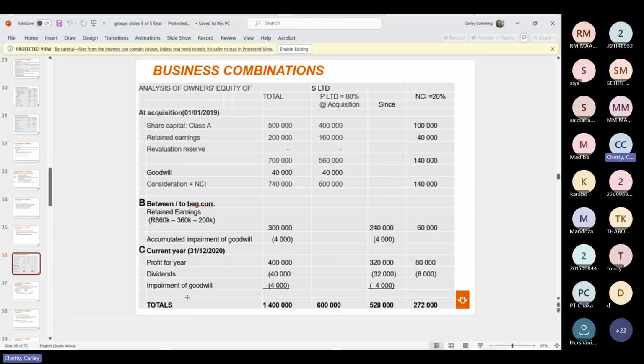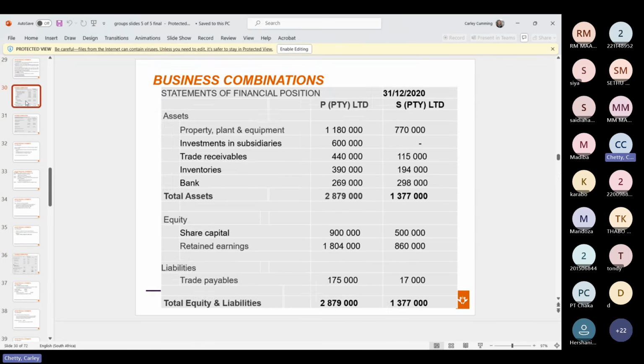Now that we have done part C, we can do part B. So part B, we are going to start with the closing balance of retained earnings of 860,000. This was given in our separate statements. So S had a closing balance of retained earnings of 860,000.